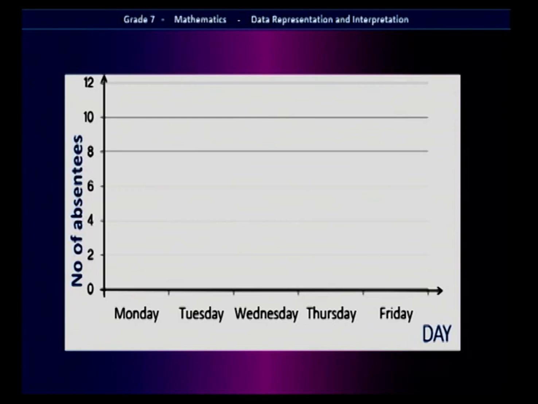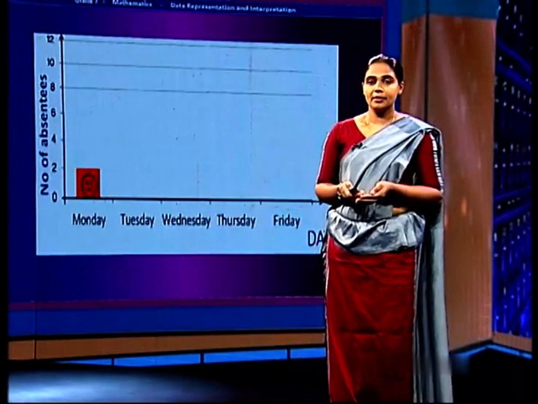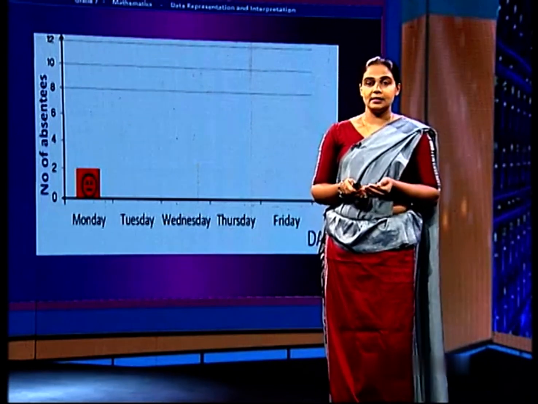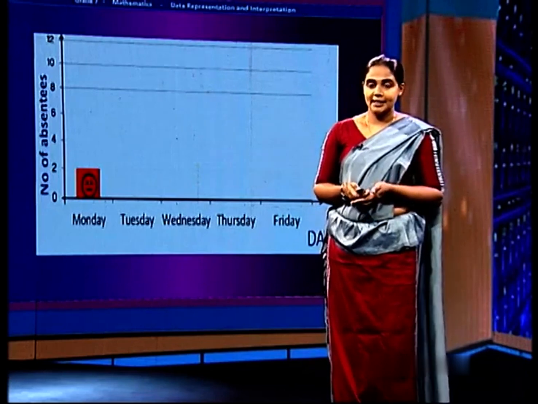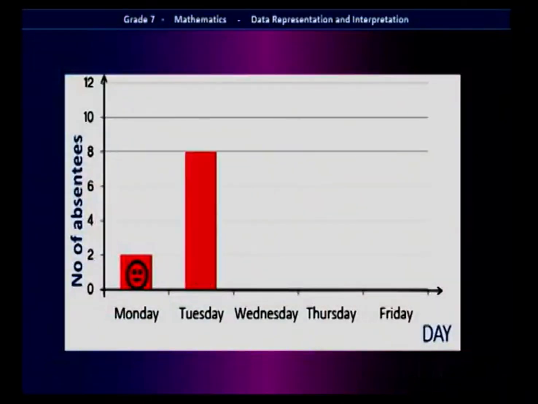Then how can we mark this bar graph? On Monday, the number of absentees was 2. So the bar is drawn up to 2. On Tuesday, what is the number of absentees? Here, my dear kids, I used this face for further explanation, but it is not needed. But now let's mark the number of absentees on Tuesday. It is 8. So the bar is drawn up to 8.